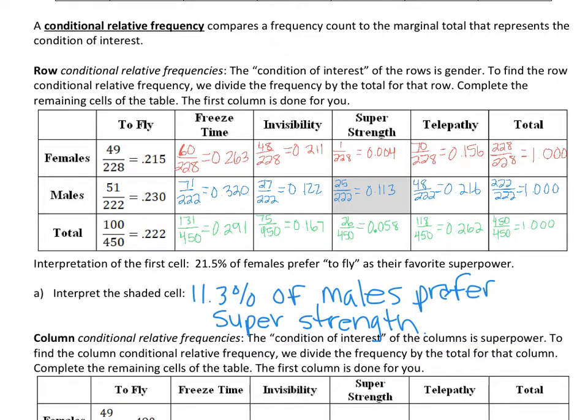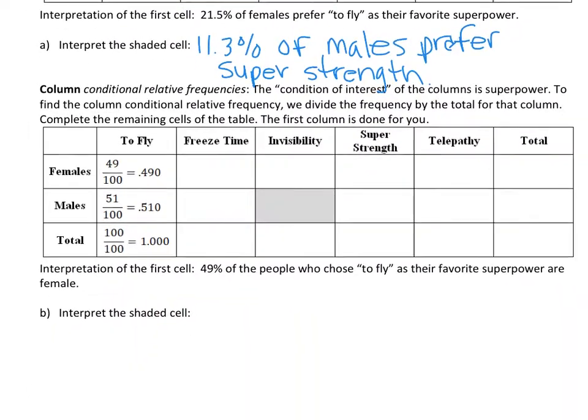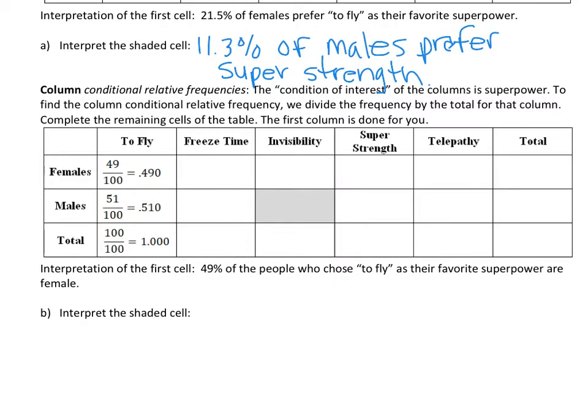Let's talk about column conditional relative frequencies now. For column conditional relative frequencies, the common condition of interest is superpower. To find this, we divide the frequency by the total for that column. So now we're doing columns instead of rows, and the conditions of interest are the columns: fly, freeze time, invisibility, super strength, and telepathy. Those are your conditions of interest. I'm going to fill in a couple of these, and then you can pause and record the rest.